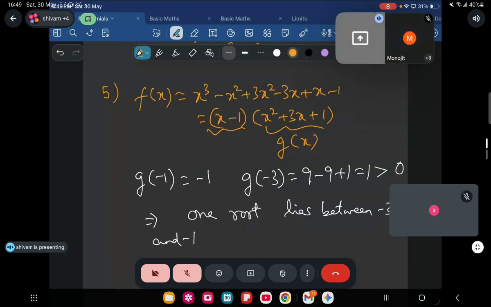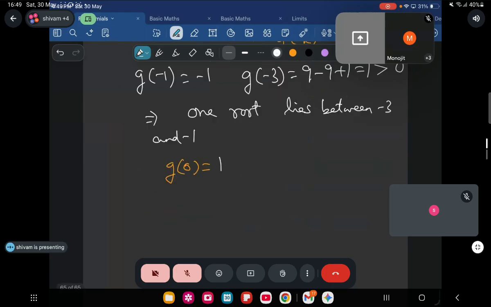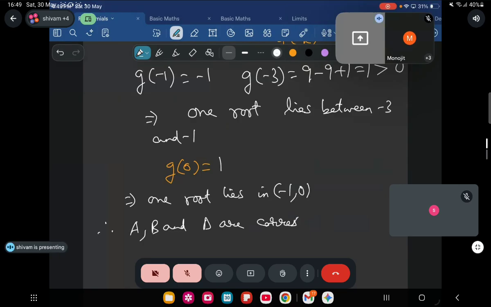What if you get two negative real roots? What if g(0)? Tell me. g(0) is equal to? How much are you getting? 1. Okay. So everyone, can I say that one root lies between minus 1 and 0? Lies in (-1, 0). Therefore, A, B and D are correct. Tell me, Arush, is it clear?